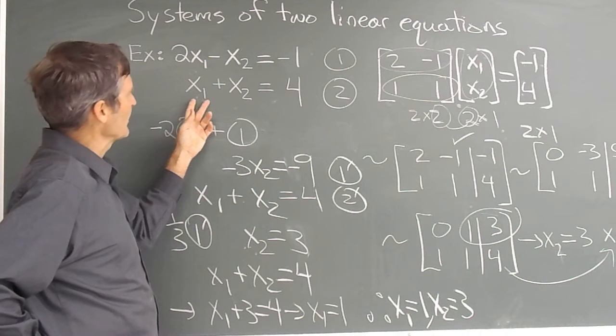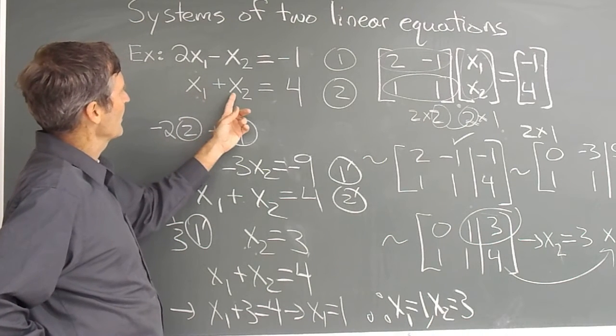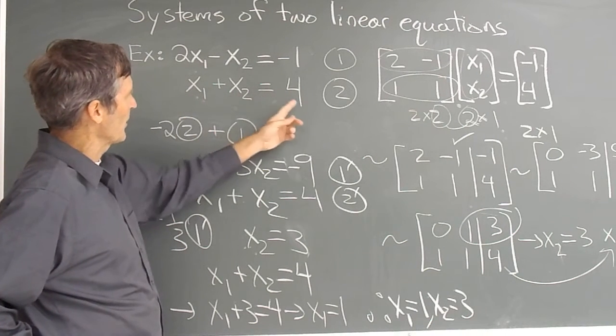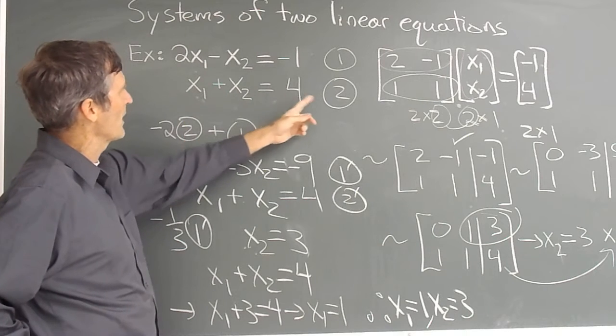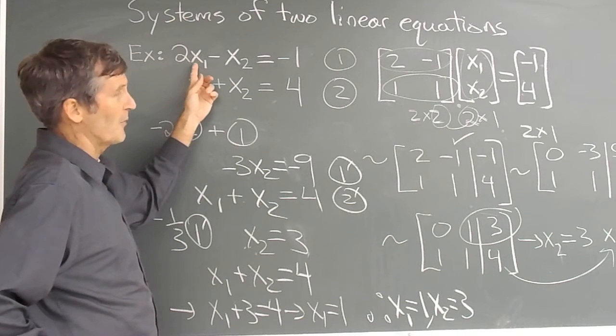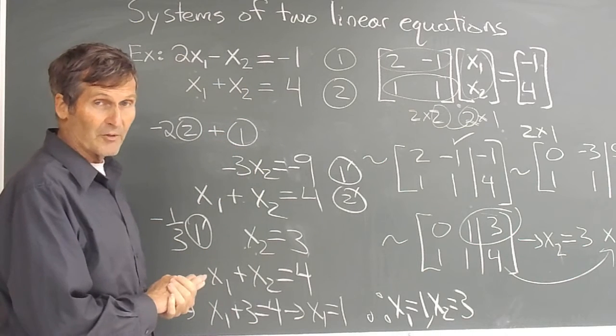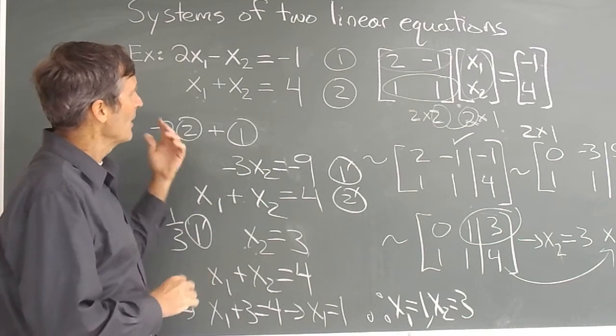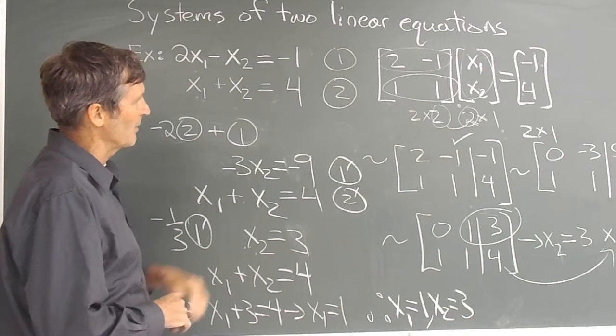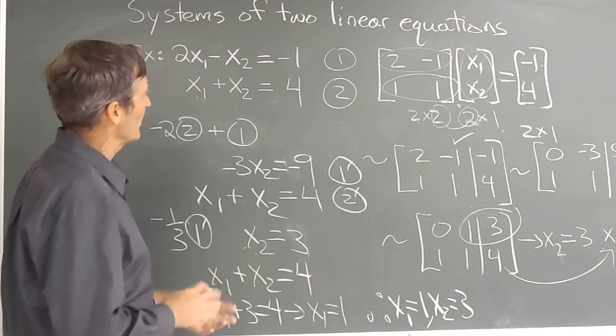One way to solve these is to solve one of these equations for one variable in terms of the other. You can write x1 equals 4 minus x2. You could substitute it in the first equation and get an equation in one variable and solve it. But that becomes very tedious for larger systems. For larger systems, it takes a long time to substitute up through all the equations.